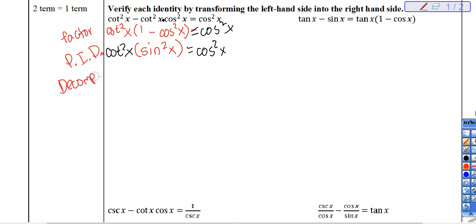So we're going to use a quotient identity to change cotangent into cosine squared x over sine squared x. So we're decomposing into sine and cosine times sine squared x. And if you don't mind, I'm going to go ahead and put it over 1 so that it's in fraction form. Equals cosine squared x.